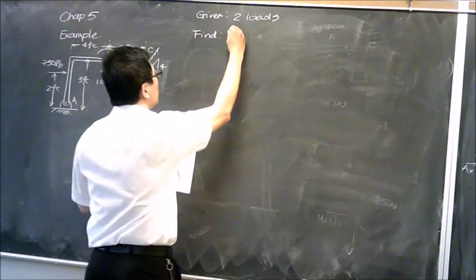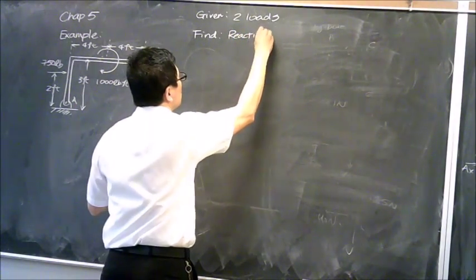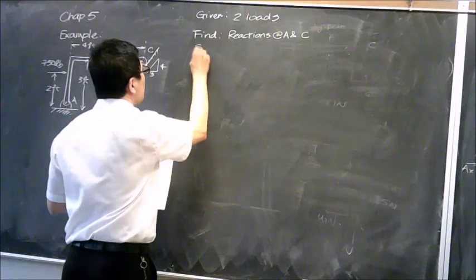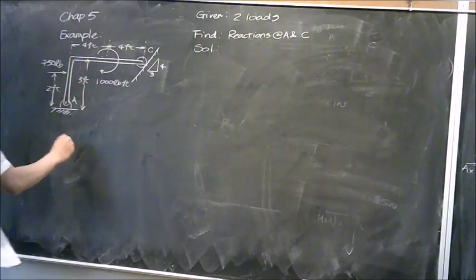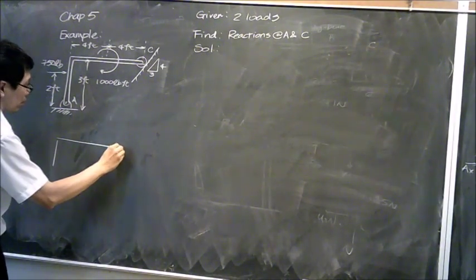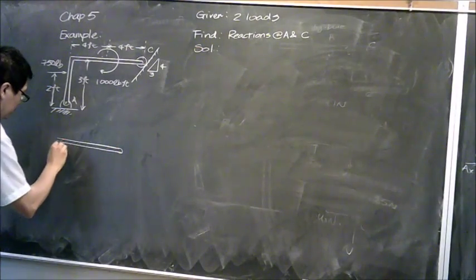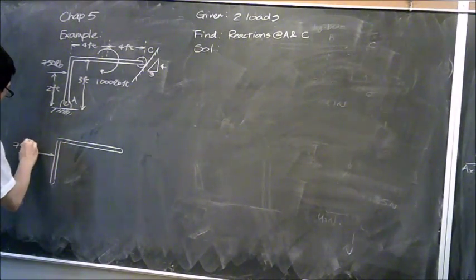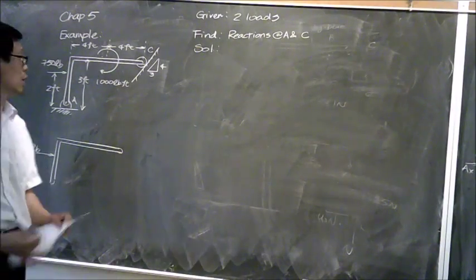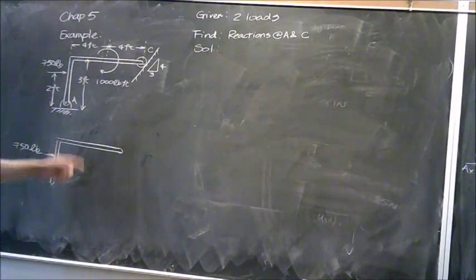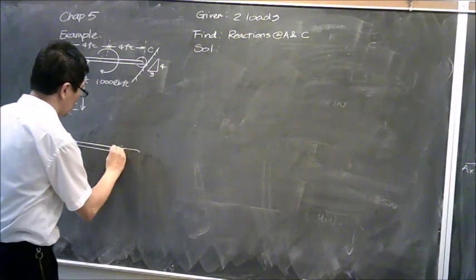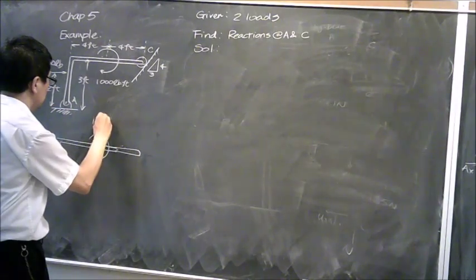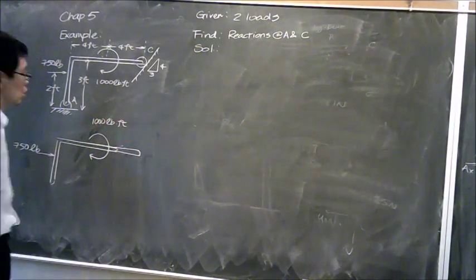So we want to find reactions at A and C. Then we need to draw the free-body diagram. The 750 pounds is the first thing I would like to draw here, because that's the only numerical number that we get. Straightforward. And the second one is going to be here, 1,000 pound-foot, which is a couple over here.